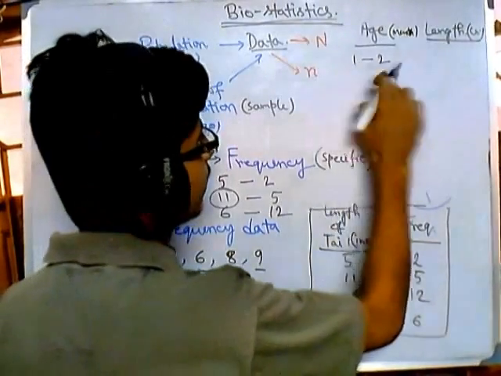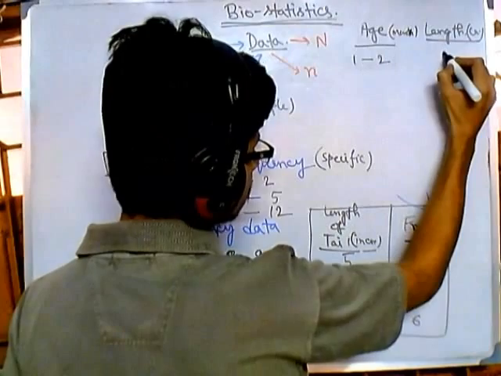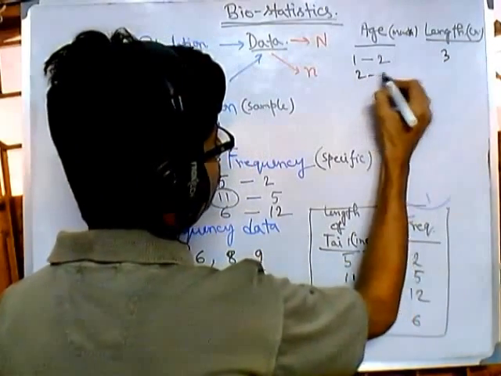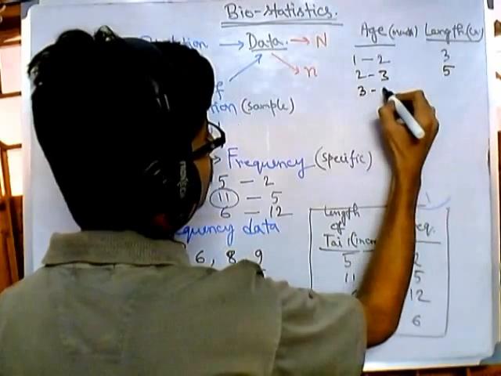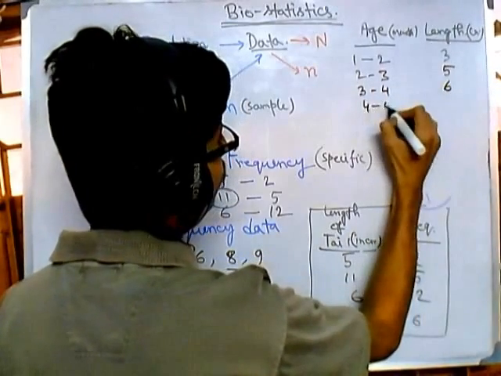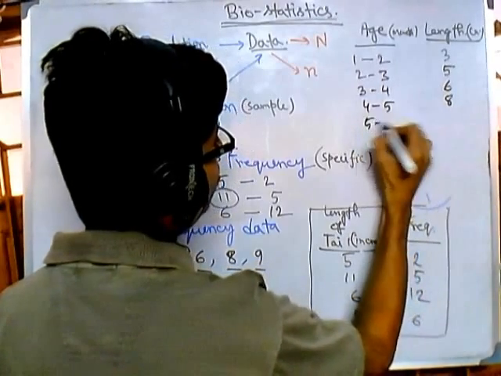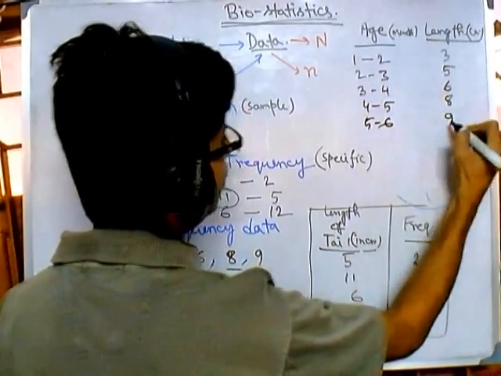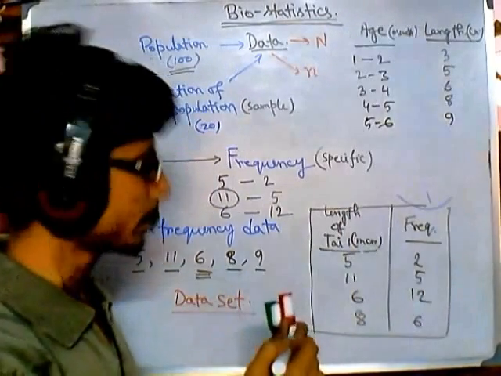So age limit is 1 to 2 months, and the length simply 3 centimeter. Now say 2 to 3 months, it is approximately 5. 3 to 4 months, it is 6. 4 to 5 months, it is 8. Now say 5 to 6 months, it is 9. So suppose this is a range of information that is given.